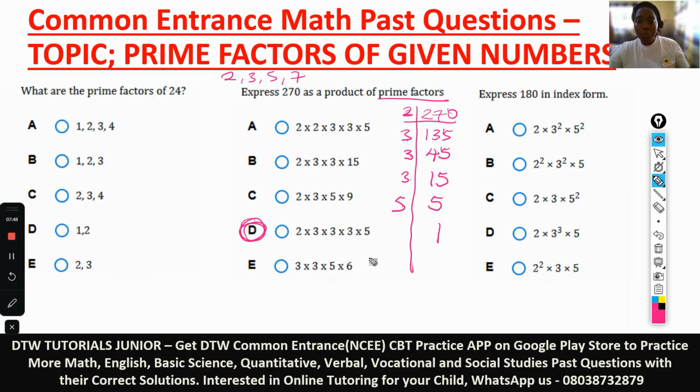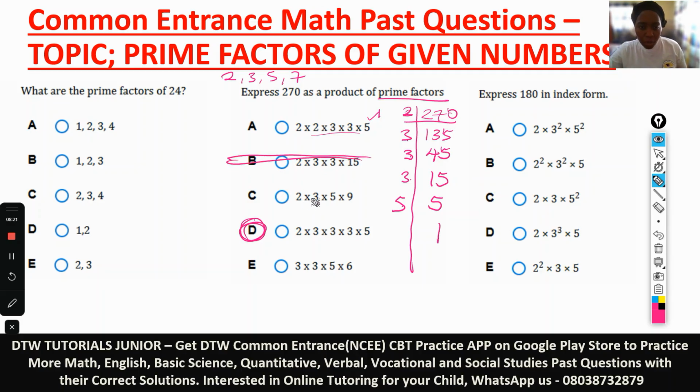Now, let us use the elimination method again. Let us see. Okay, so here, option A says 2 times 2 times 3 times 3 times 3. All these numbers are prime numbers, so it could be right. Let us just leave it. We'll put it like this, half. Let's go to B. It says 2 times 3 times 3 times 15. 15 is not a prime number, because it can be divided by 3, by 5, by 15 and 1. So we cancel this. It can never be our answer.